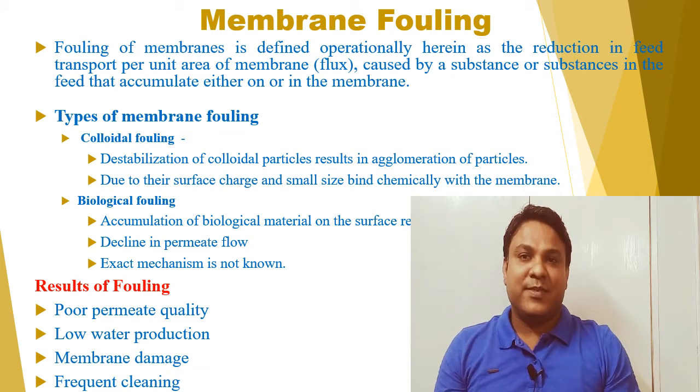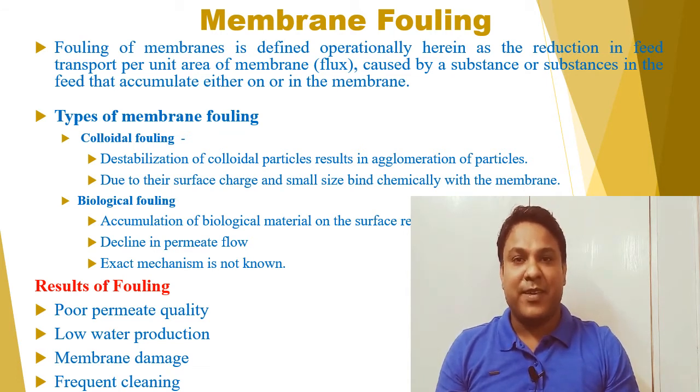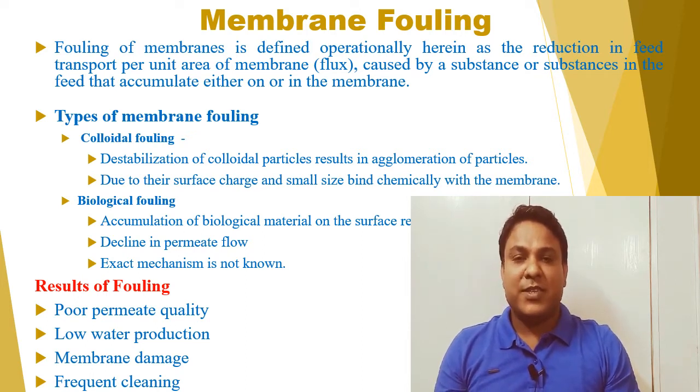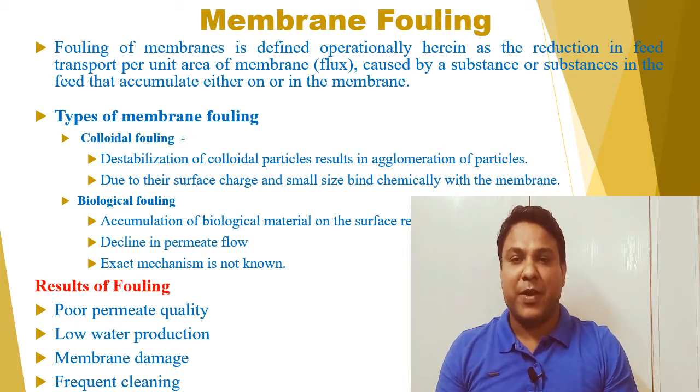So basically, fouling of a membrane can be referred to as the reduction in feed transport per unit area of membrane, flux, caused by a substance or substances in the feed that accumulate on or in the membrane. In the food processing industry, membrane filtration systems including microfiltration, ultrafiltration, nanofiltration and reverse osmosis all share that they use a semi-permeable membrane to separate particles from the feed.